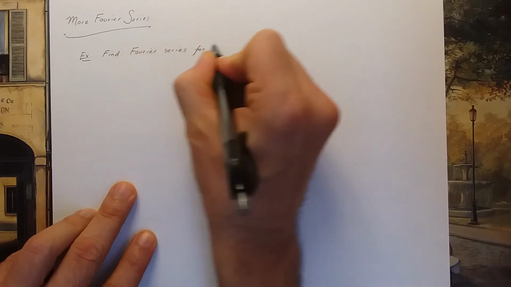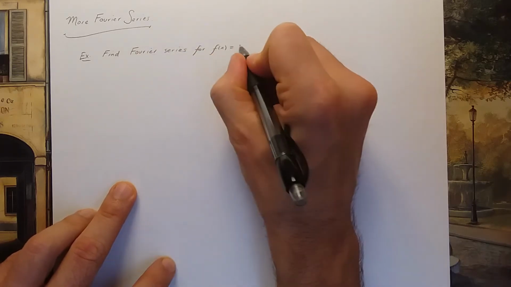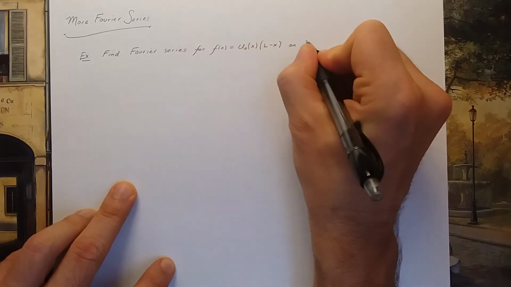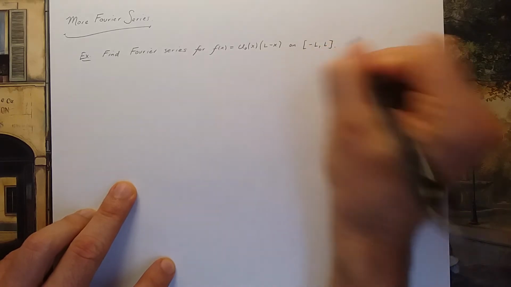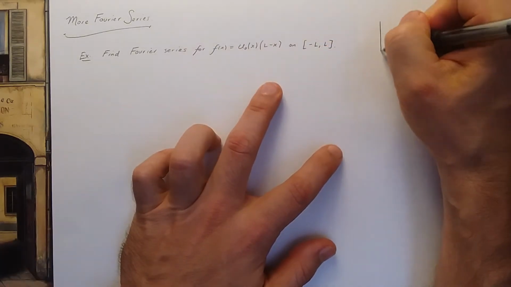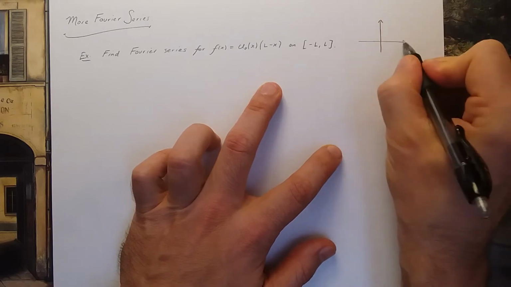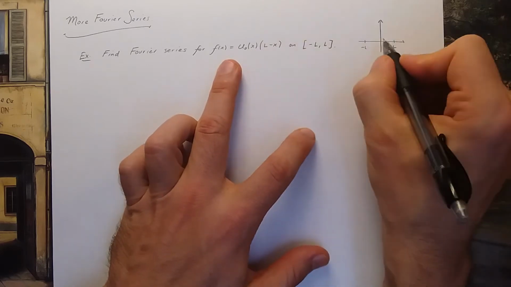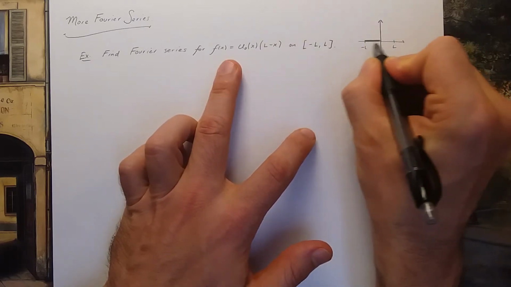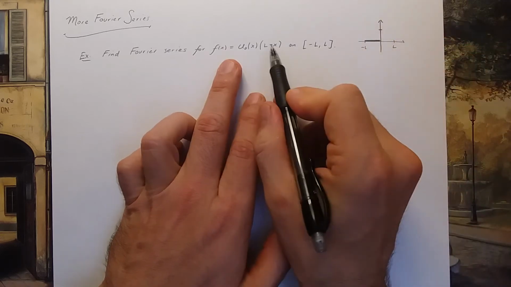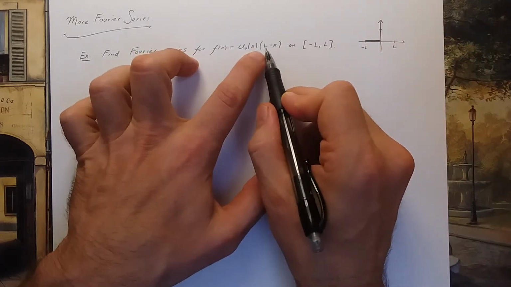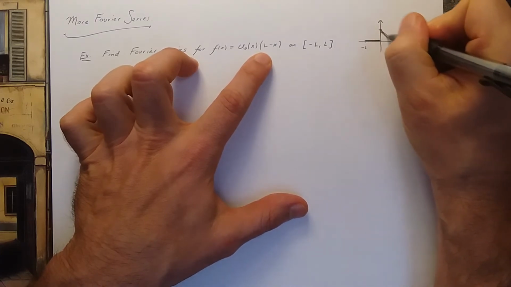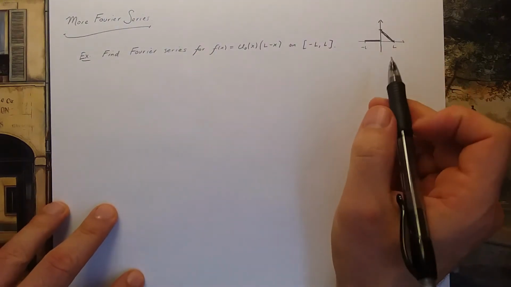for the function f of x, which will be the unit step function times L minus x on the interval from negative L to L. So if you draw a picture of this function, it would look like this. On the interval from negative L to L, the function is 0 up until you get to 0. Then, for positive values of x, I have the function L minus x, which is a diagonal line going like this. So this is my function, f of x.